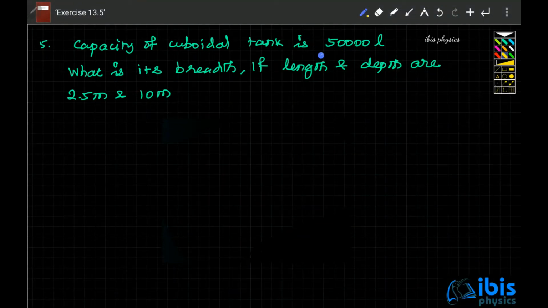The capacity of a cuboidal tank is 50,000 liters. What is its breadth if length and depth are 2.5 and 10 meters? And let us try to visualize this cuboidal tank. The cuboidal tank has a length of 2.5 meters but a depth of 10 meters. So let us try to draw this cuboid.